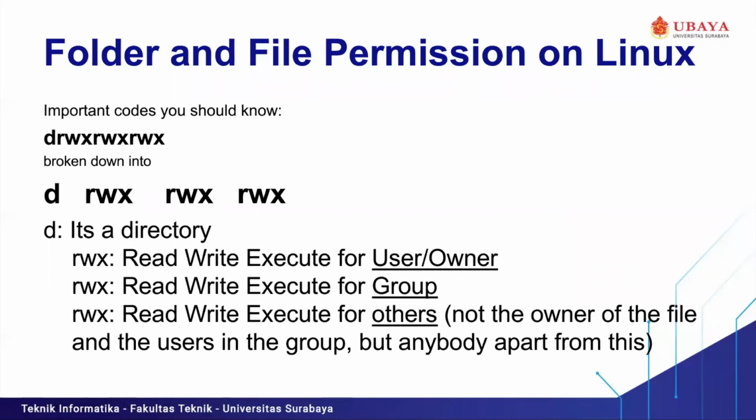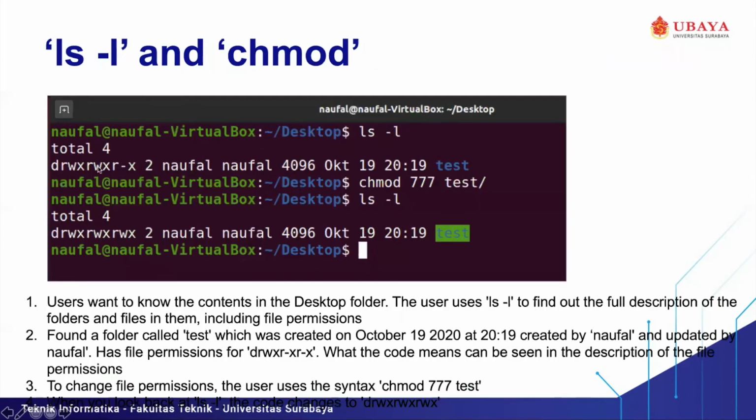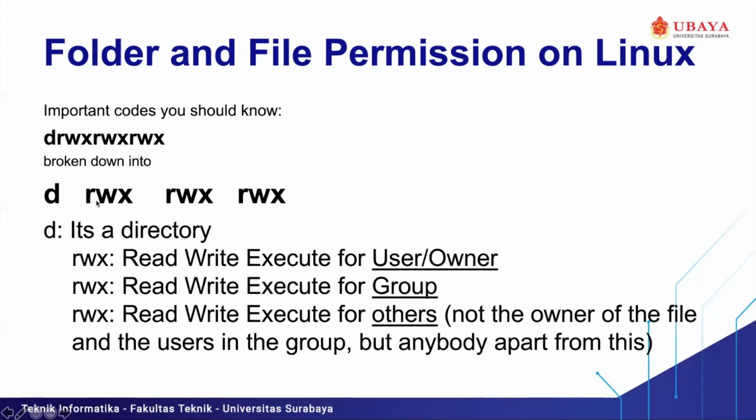Okay, folder and file permissions on Linux. As you can see before, you will see drwxrwxrwx. This is the important code you should know. It can be broken down: D means it's a directory. The first character of the permission access is D. D means test is a directory, not a file. Then rwx means read, write, and execute for the user or owner.